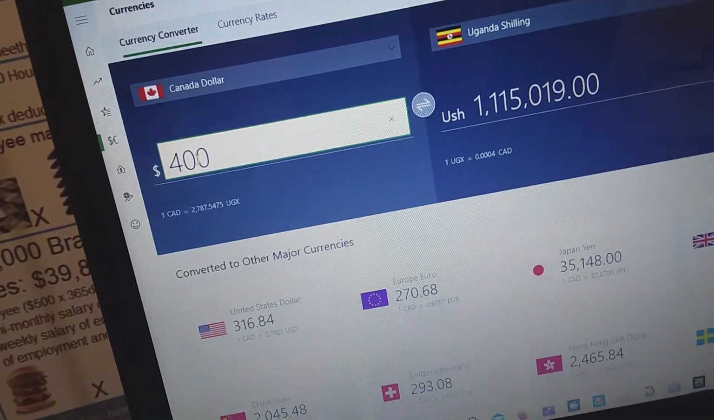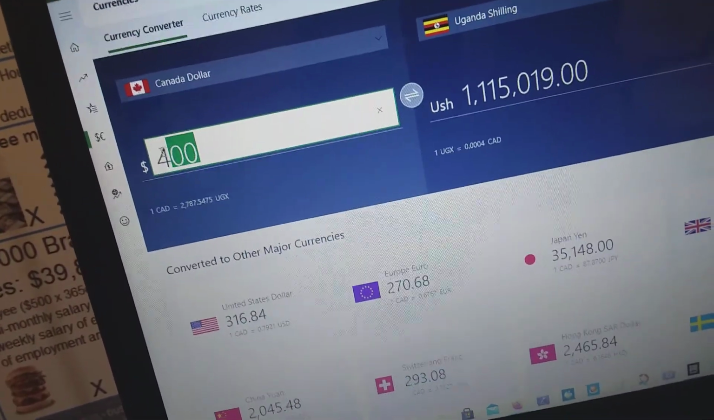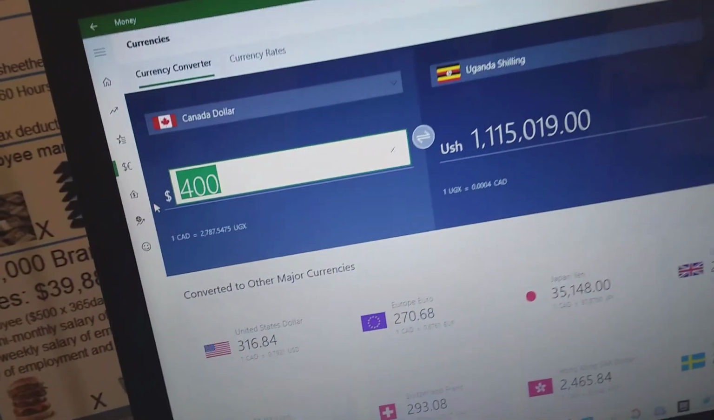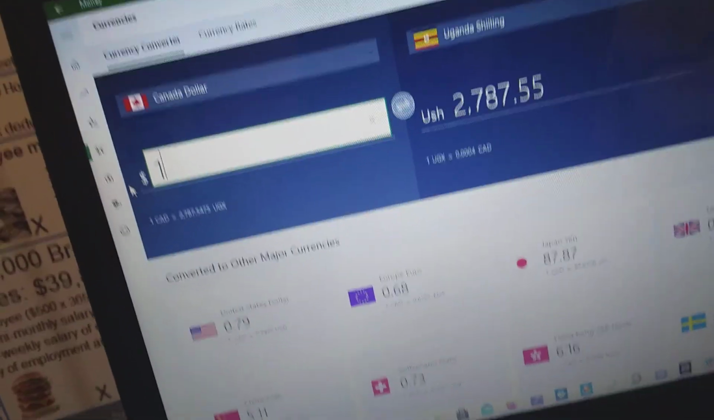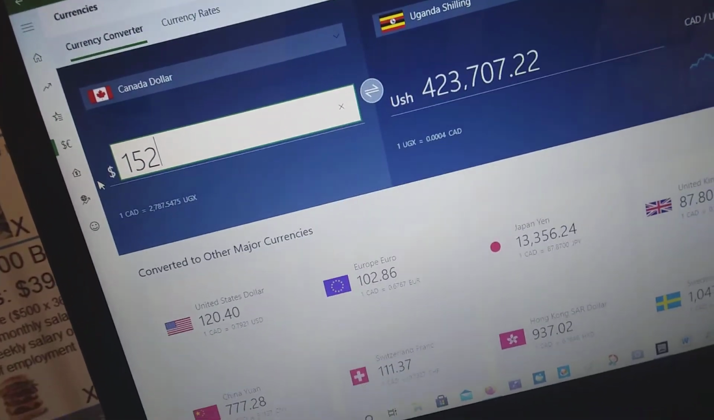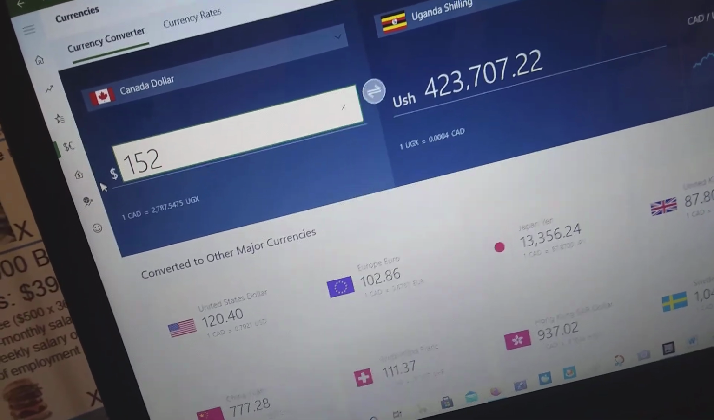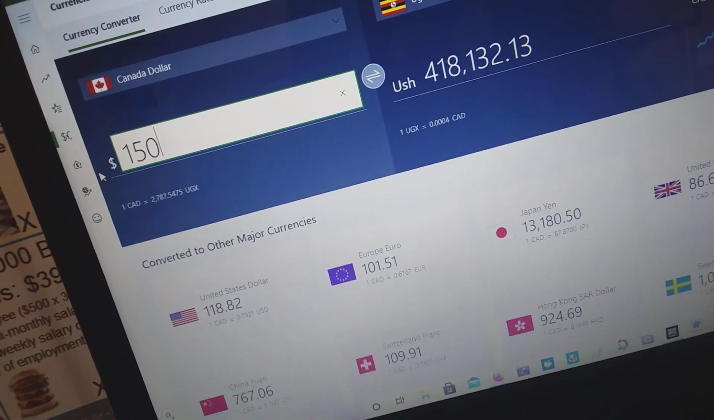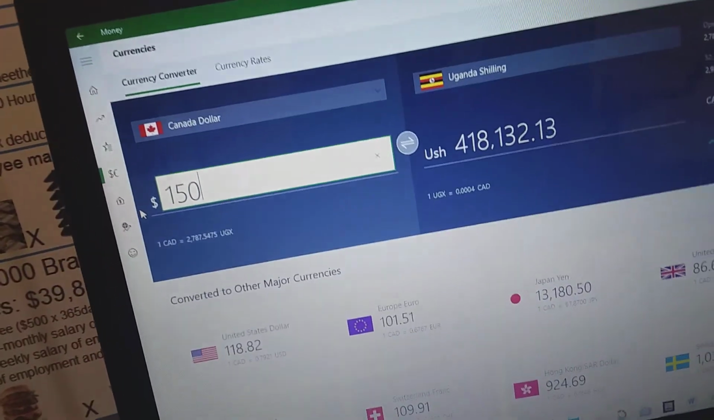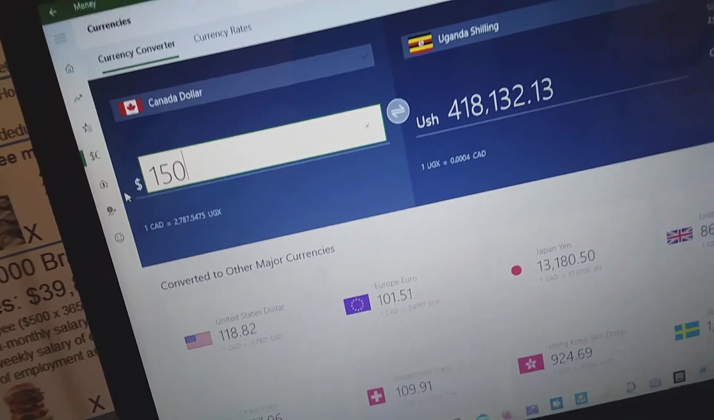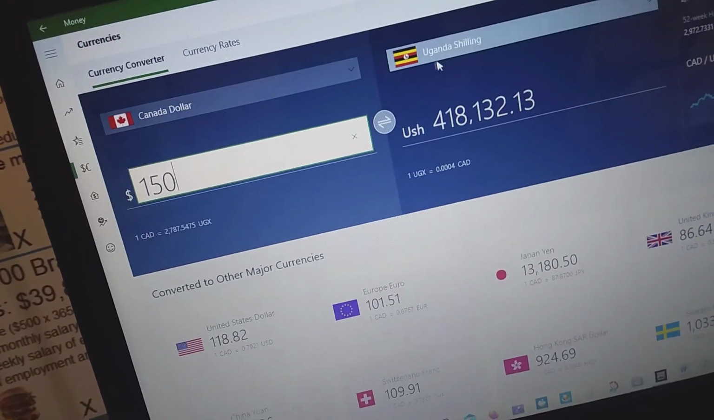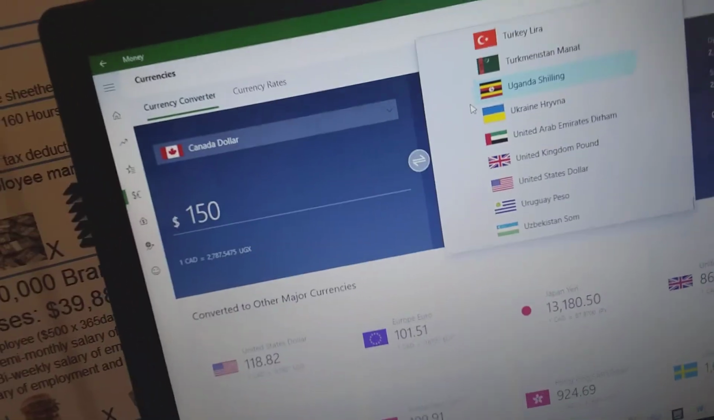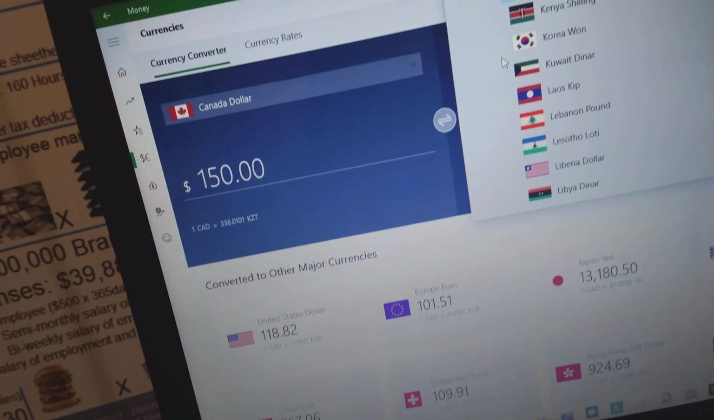And then the 152. That's that much we get there. 50, we get that much. Okay, this is $150. Okay, now let's say to Kenya. What about to Kenya?